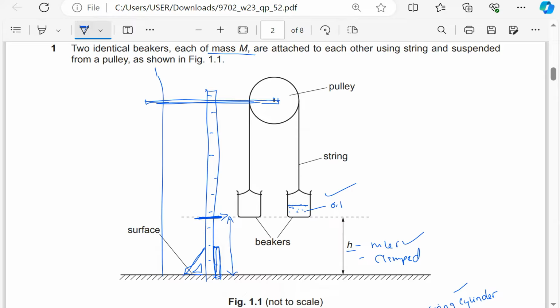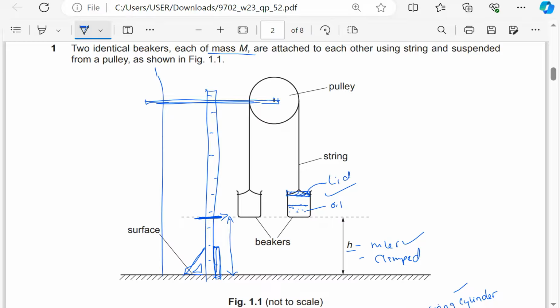Okay. So my diagram will somehow look like this. But remember, when the container hits the surface, the oil may go out. So how will I prevent the oil from going out? I may need to add a lid on this container.